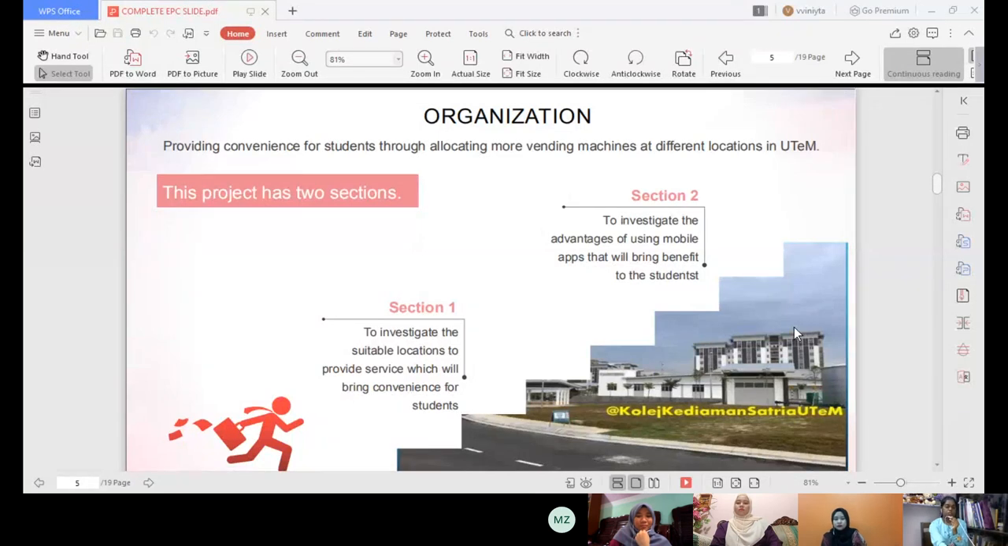This project has two sections, which are Section 1 and Section 2. Section 1 is to investigate the suitable location to provide service which will bring convenience for students. For Section 1, my friend Ikwani will explain more detail about this. And Section 2 is to investigate the advantage of using mobile apps that will bring benefit to the students. And now, I will pass my slide to my friend Ikwani.